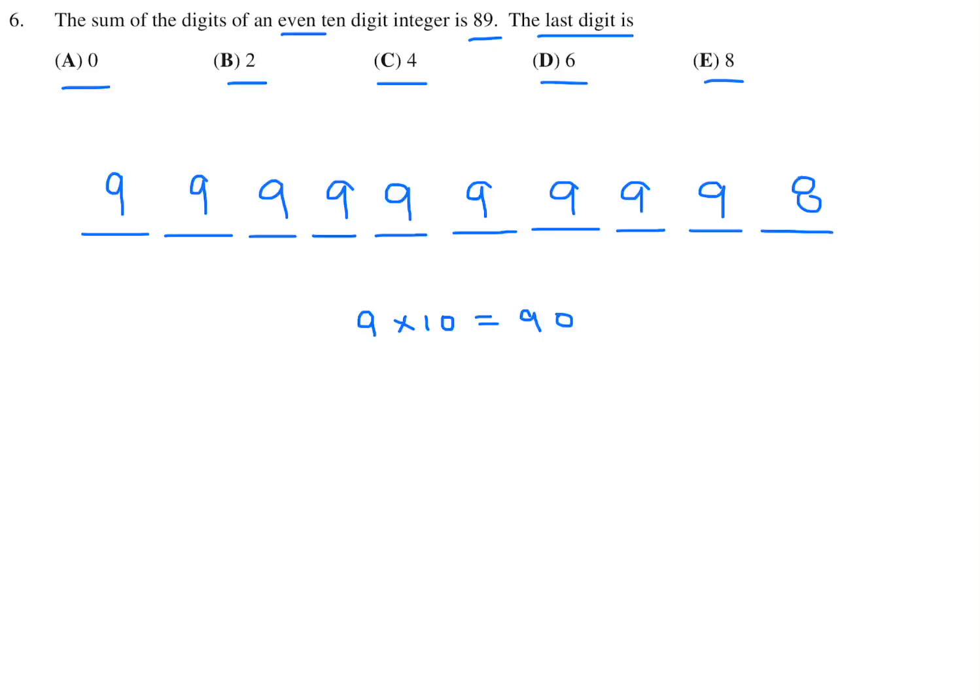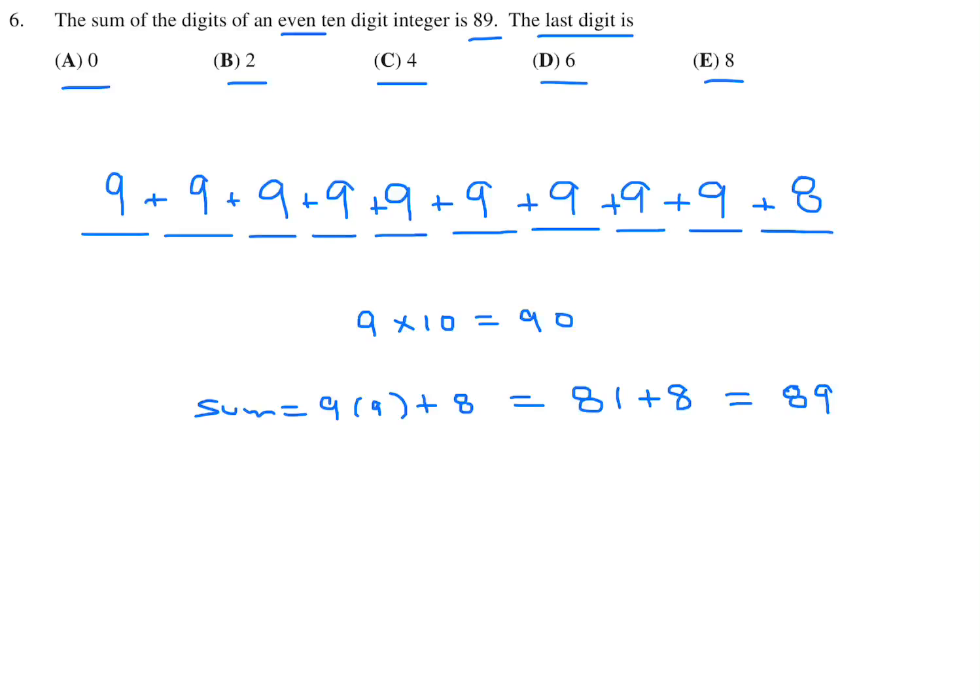And if you add up these, 9 plus 9, all the way through, you'll get a sum of 9 times 9 plus 8, which is, of course, 81 plus 8, which is 89. So this is the only way that you can get the sum equal to 89 in a 10-digit number. So the last digit is an 8. So the answer to number 6 is E.